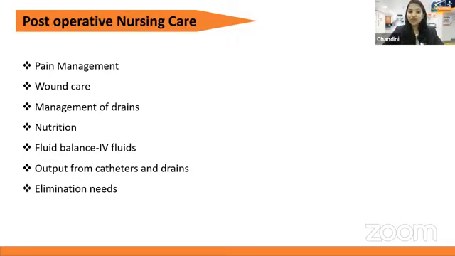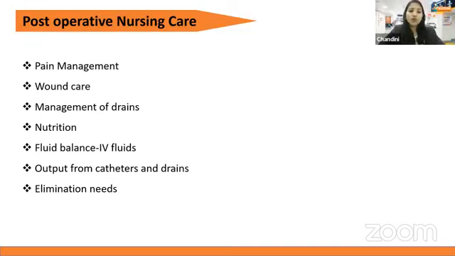Fluid balance and IV fluid therapy we must always understand, because the patient is on NBM, so fluid and hydration therapy need to be continued as per the doctor's order. The intake and output chart is also very important, because most of the time we can avoid complications and sentinel events. We can pick up a few things from the patient's intake and output, and we can report updates to the consultant and the surgeon. Elimination needs are very important.